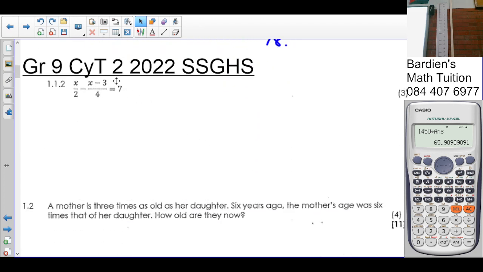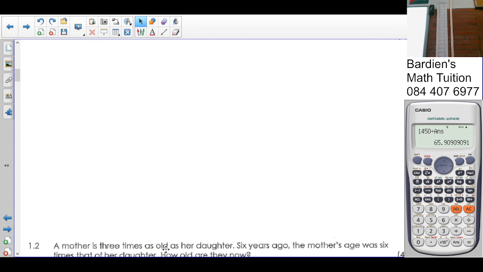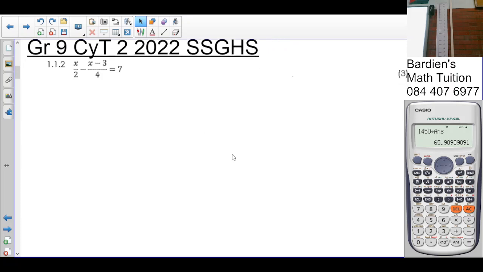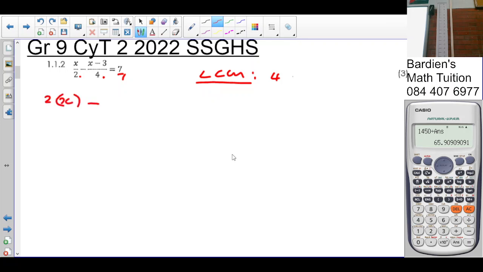In question 1.2, solve for x. This is your algebraic equation. So what's your LCM here? Your LCM is 4. So naturally that's over 1. So 2 must be multiplied by what to get 4? By 2. So it's x times 2 minus. The 4 must be multiplied by what?